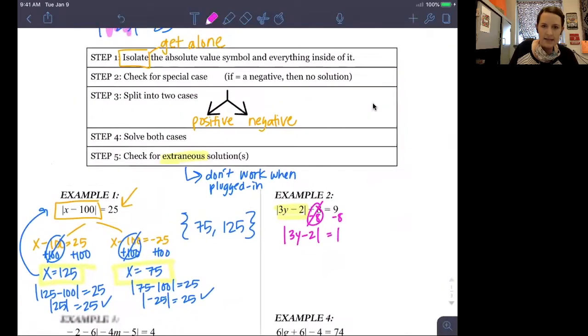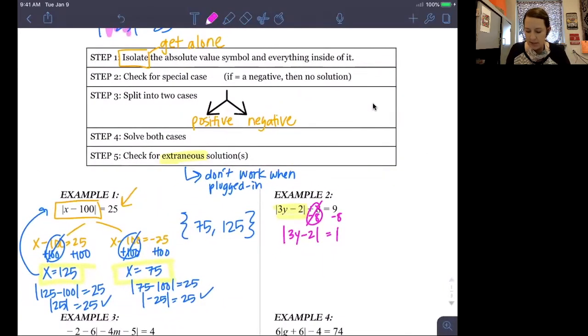Okay, now that that is isolated, we check for special cases. So absolute value of 3y minus 2 equals positive 1. So since that's a positive value, it is not a special case. So we're clear to move on to step 3.